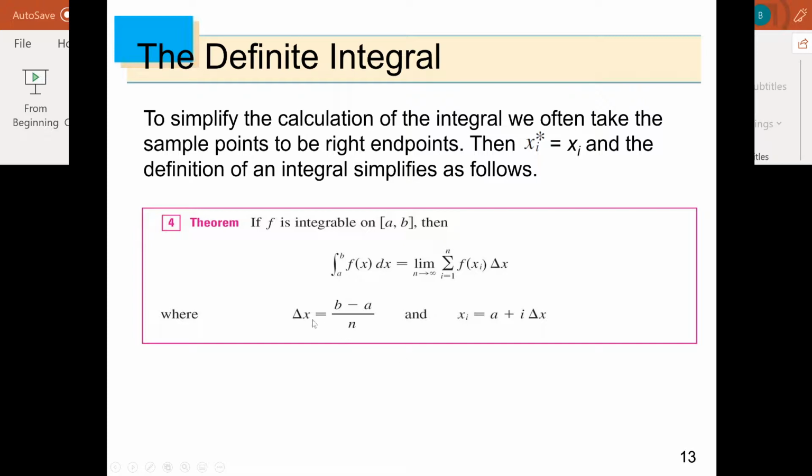The way to find delta x is the upper limit minus the lower limit, divided by n, the number of rectangles you want to divide it into. And then xi is normally the first position we put in for finding the height. So for xi, we have a plus i times delta x, depending on whether you started with the left endpoint or the right endpoint. If you started with the left endpoint, we start with a. If you started with the right endpoint, then we start with a plus i times delta x, and we finish with the endpoint at b.